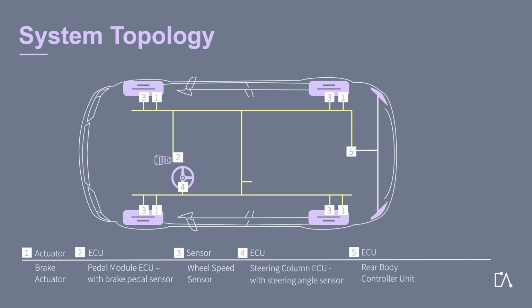The rear body control unit controls the stop lights to signal while braking. Those are connected to the ECU via a wire, which is marked in white here. The main braking software runs on the brake controller unit.